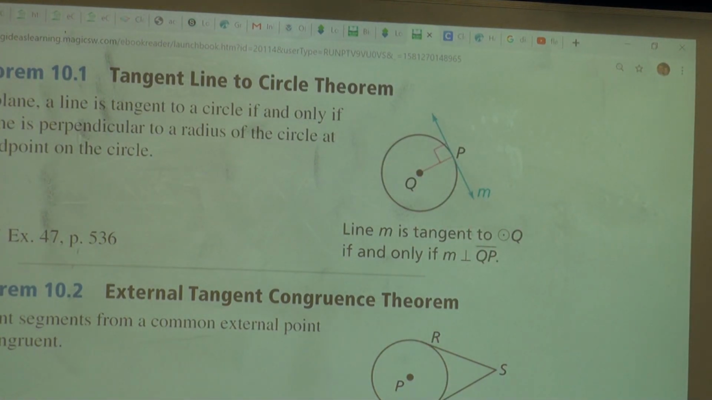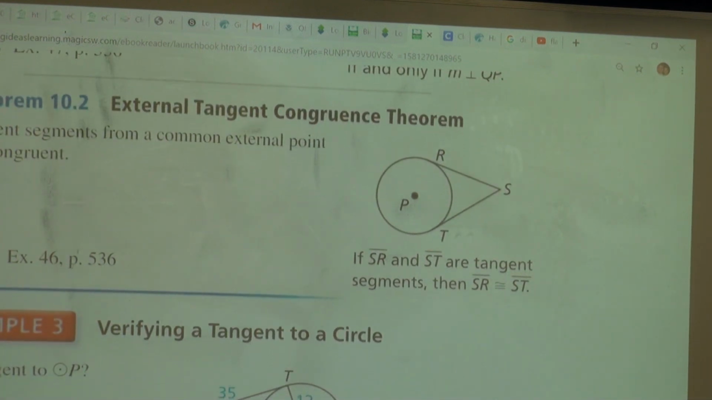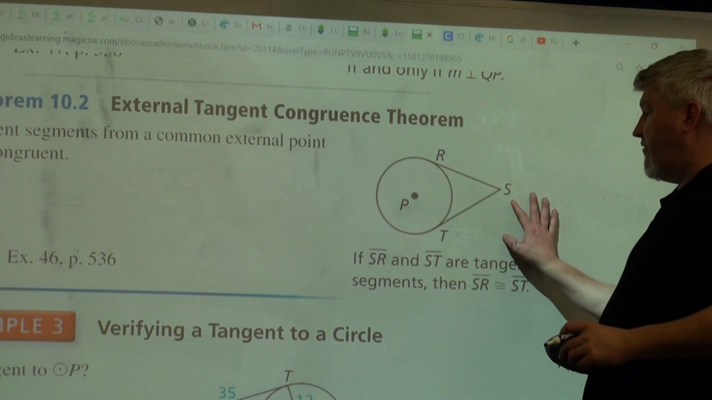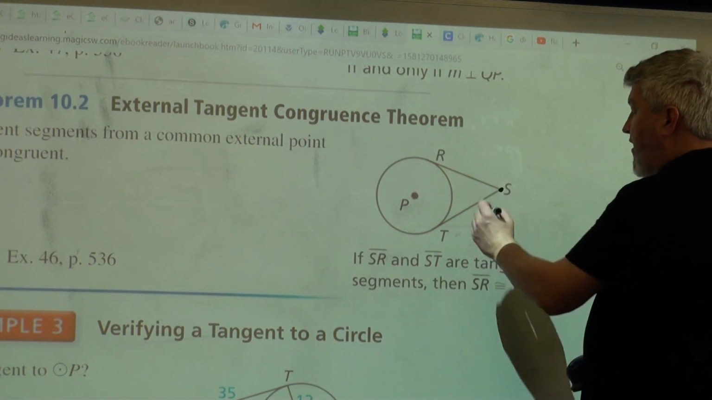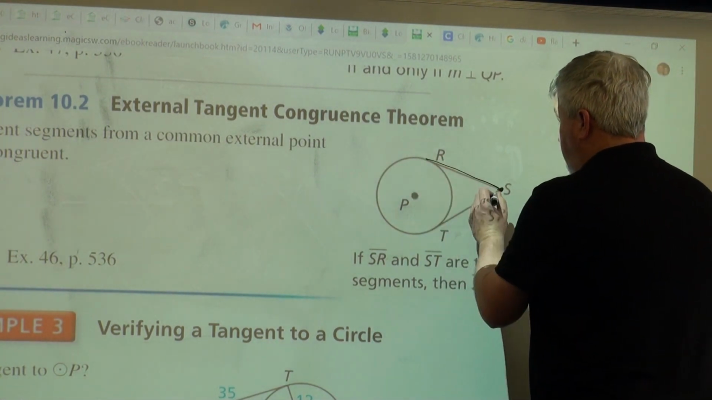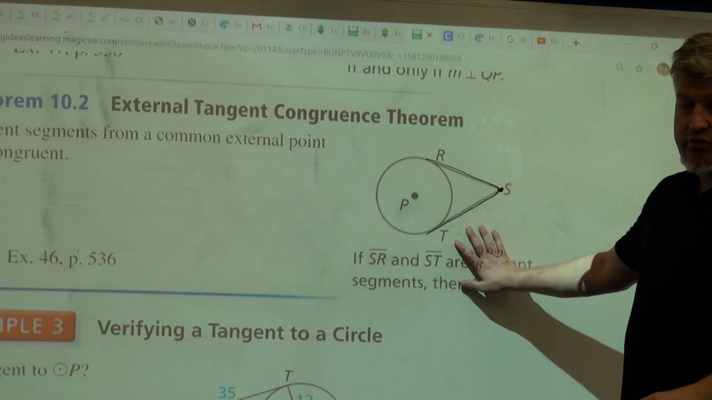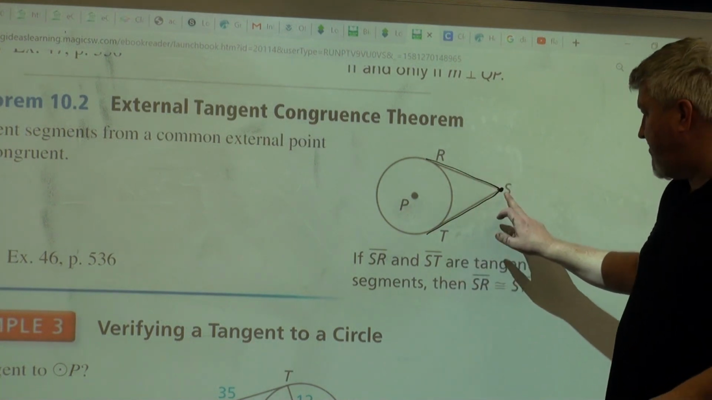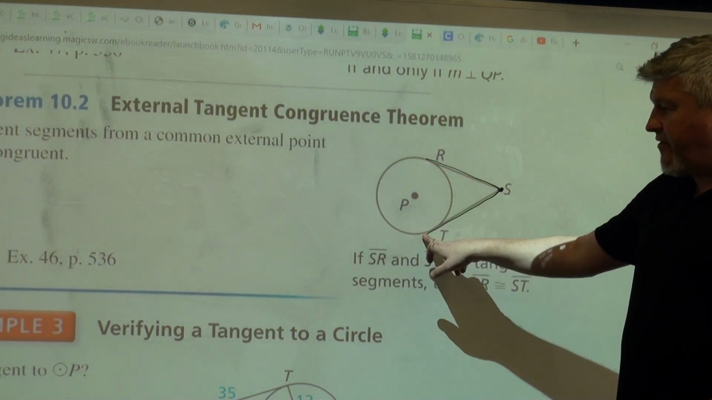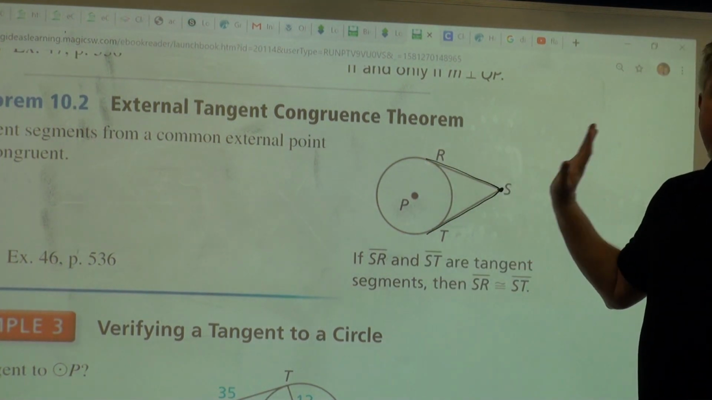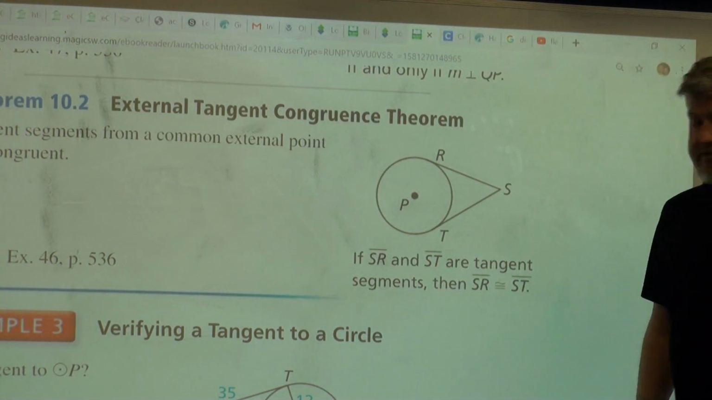All right. 10.2. The external tangent congruence theorem, very basic, common theorem. If I have this point S here outside the circle, and I draw 2 tangent segments on either side of the circle, those segments are equal. Not lines, these are segments. You draw a segment from S to the point of tangency here, and the point of tangency here, and they are equal.